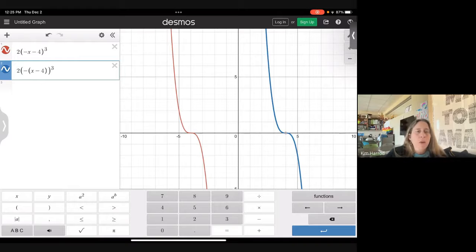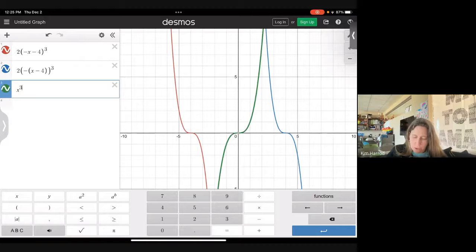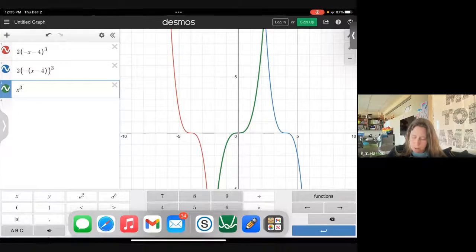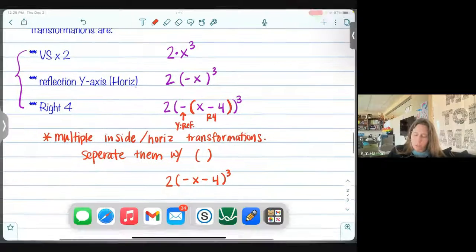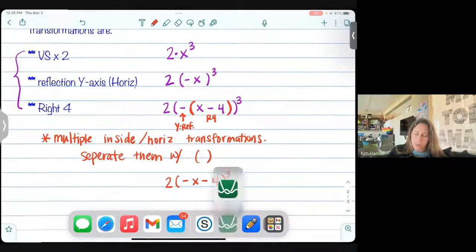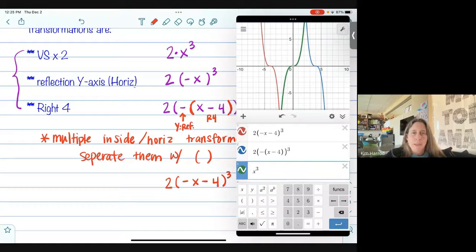So you can see on the one where I did not separate them, the graph didn't move. Let's put the parent function there. The graph did not move to the right, right? It moved to the left. And we were supposed to move that graph to the right 4. So in order to move it to the right 4 and have it come out the way we wanted it, we have to separate those 2 transformations with the parentheses so they each happen by themselves.